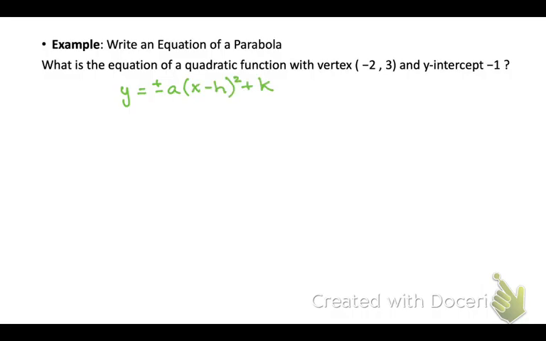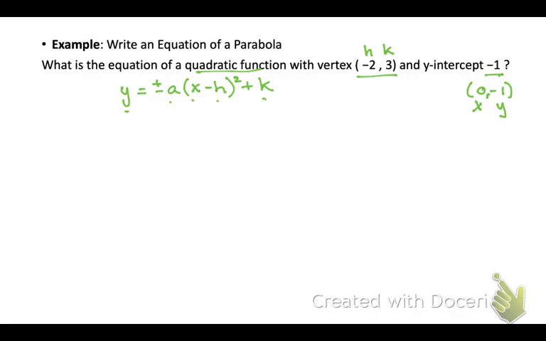So it tells me it's quadratic. That's why I know it's squared. It tells me the vertex is negative 2, 3. So it is h and k. And it tells me the y-intercept is negative 1. So that means that's 0, negative 1. And this is an x and this is a y. So in this formula, I have y, a, x, h, k.